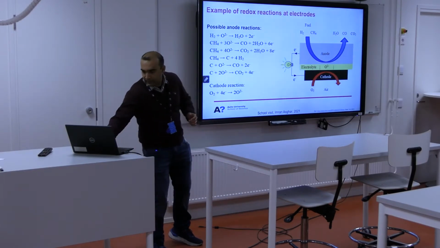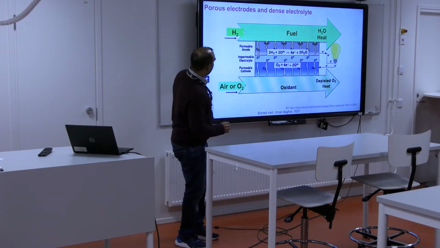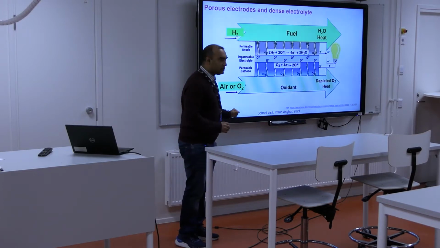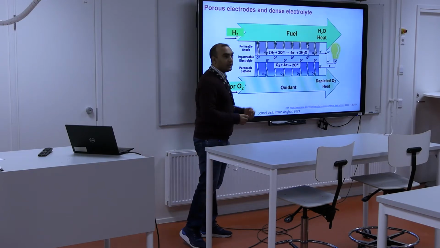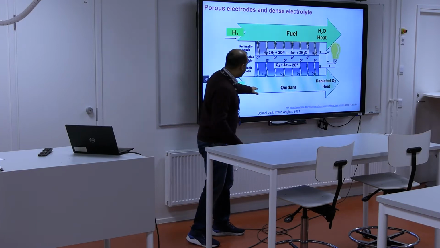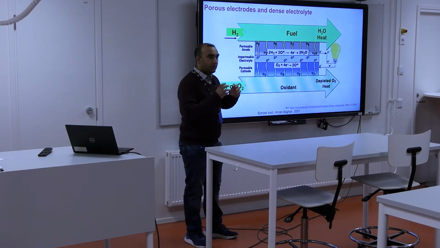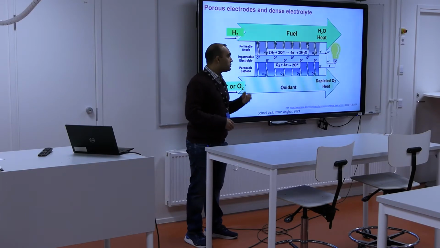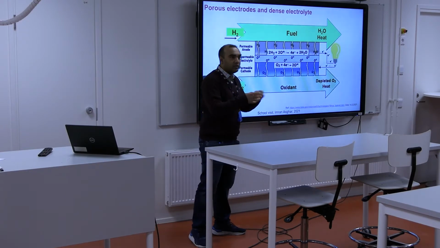I will show in the next slide. Here, for example, if you see, we are supplying hydrogen and oxygen. So these electrode layers need to be porous. The reason is these gases need to go to those interfaces. So reactions happen at those points where our electrolyte layer or electrode layer, and these gases, meet each other.